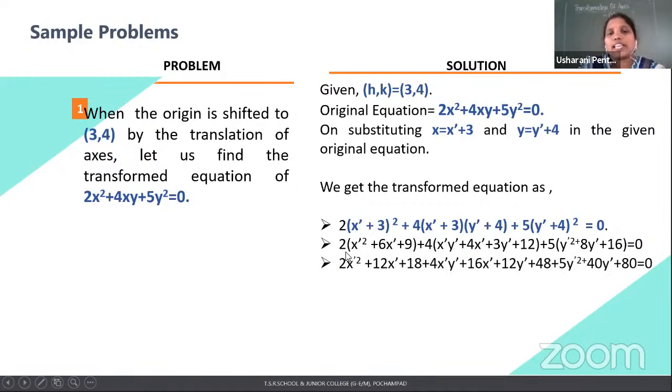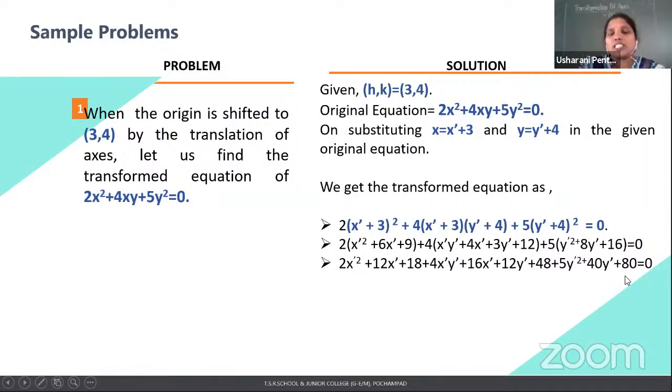So next step we'll get 2 times x dash square can be written as 2 plus 2 times 6 is 12 x dash square, plus 2 times 9 is 18, plus 4 times x dash y dash, plus 4 times 4x dash is nothing but 16x dash, plus 4 times 3y dash is 12y dash, plus 4 times 12 is nothing but 48, plus 5 times y dash square is 5y dash square, plus 5 times 8y dash is 40y dash.